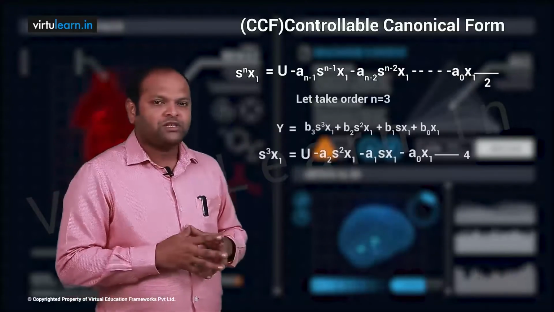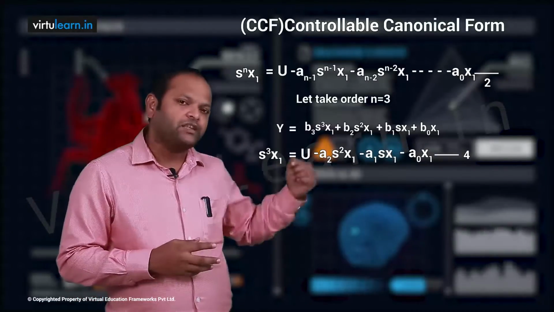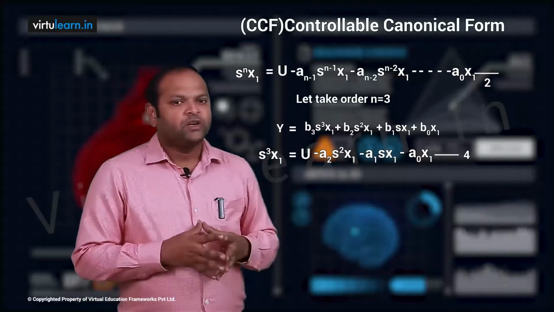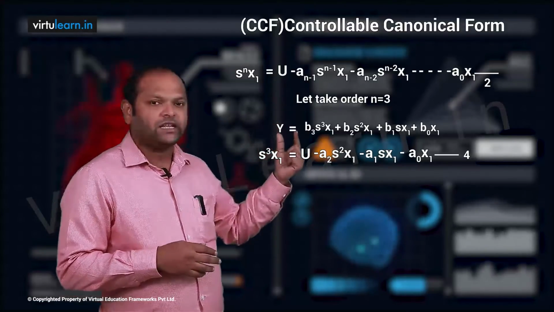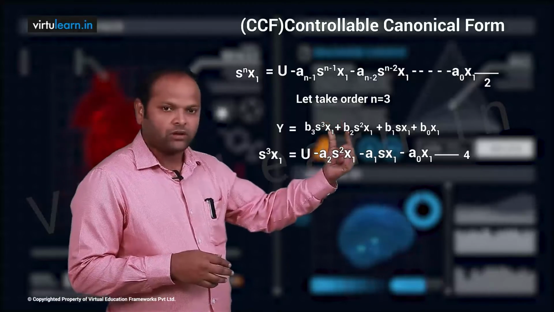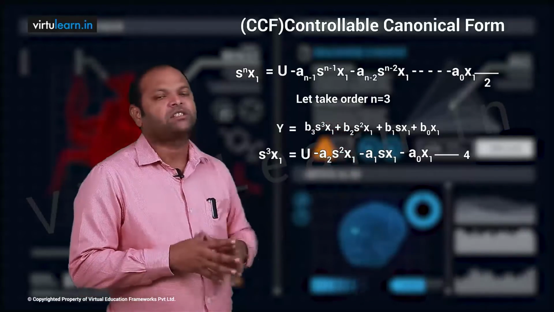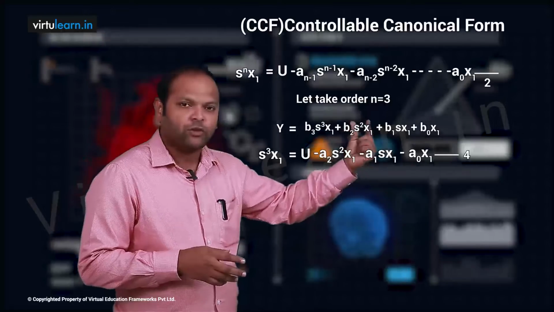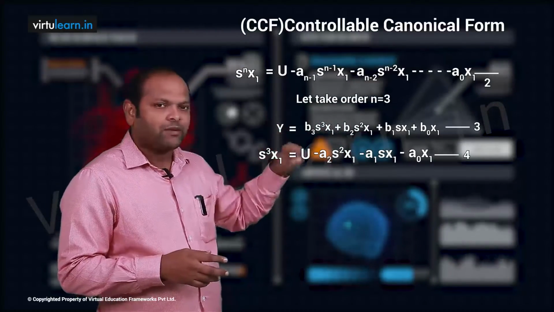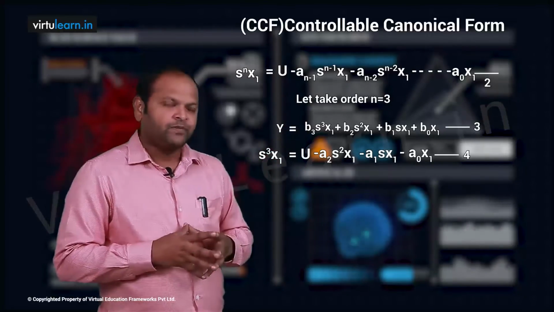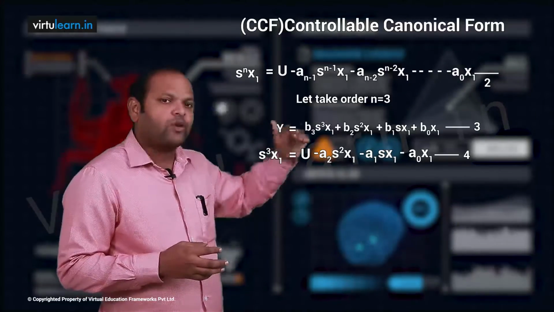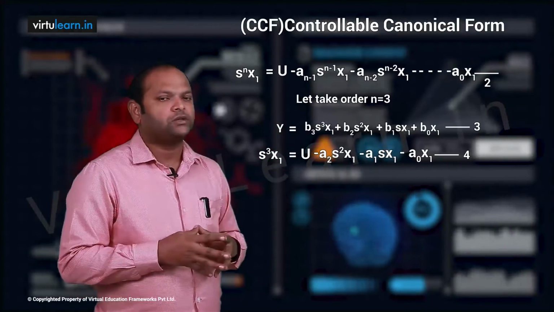So let us take, for simplicity, the order n is equal to 3. When you take n is equal to 3, these two equations can be modified. Looking at the first equation, Y is equal to b_3 s^3 X1 plus b_2 s^2 X1 plus b_1 s X1 plus b_0 X1. This is equation 3. Wherever n is there, I am replacing it with 3 so that I get this equation. Similarly, equation 4 we can write from equation 2 by substituting n is equal to 3.